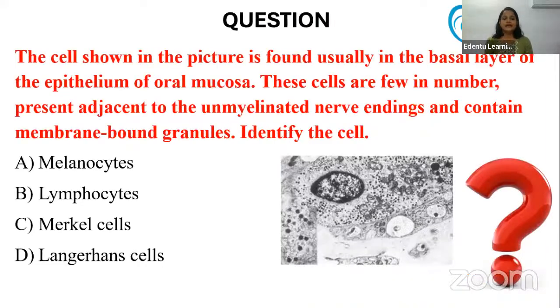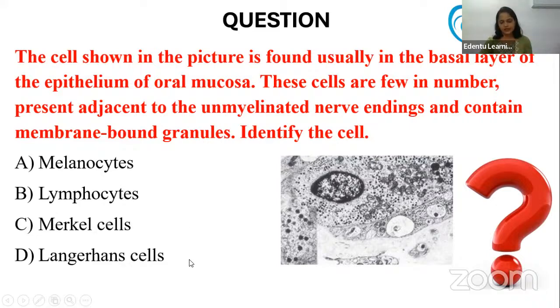The first question is, the cell shown in the picture is found usually in the basal layer of the epithelium of oral mucosa. These cells are few in number, present adjacent to the unmyelinated nerve endings, and contain membrane-bound granules. Identify this cell. This is the electron microscopy picture of this cell. You have four options here: melanocytes, lymphocytes, Merkel cells, and the Langerhans cells.